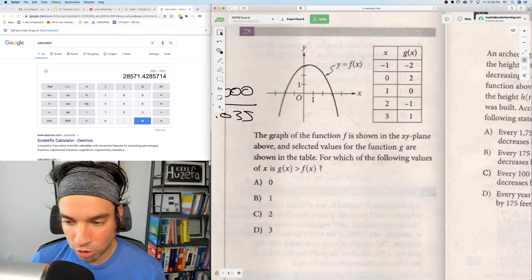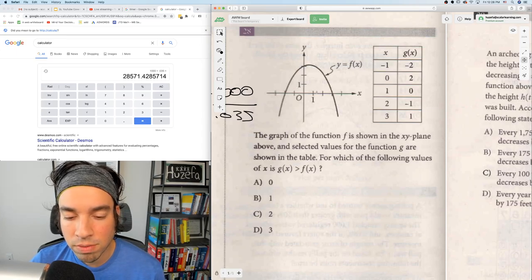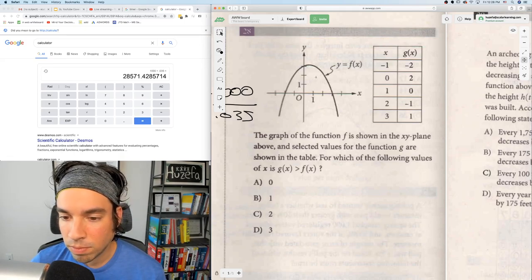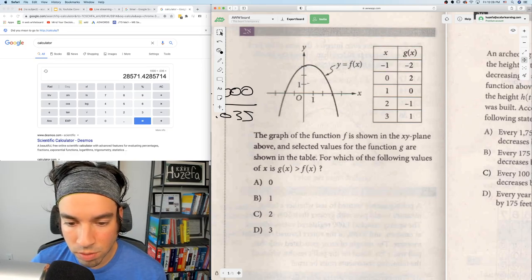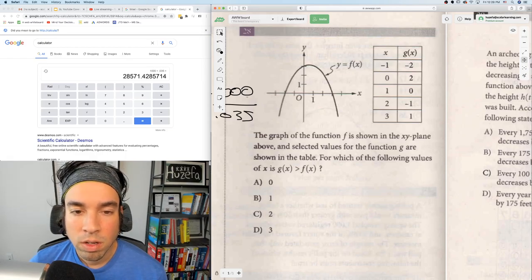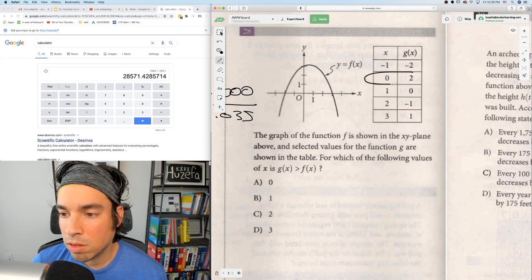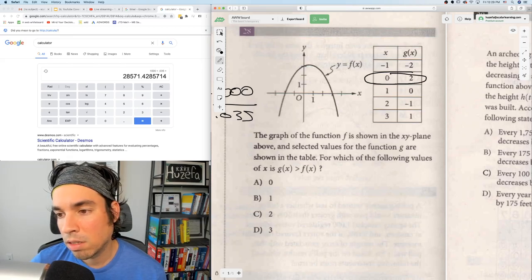28. The graph of the function f is shown on the xy plane above, and selected values for the function g are shown in the table. For which of the following values of x is g of x greater than f of x? Okay, hold on. So where is g of x bigger than f of x? This is like really straightforward. Here. That's it. Oh, sorry. No, it's not straightforward. These are the x. Okay, sorry, my bad.